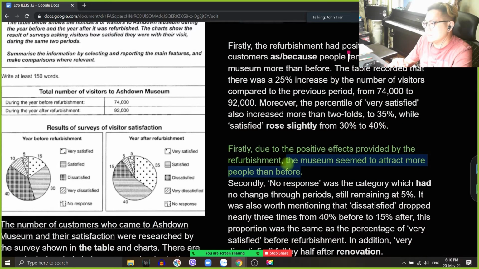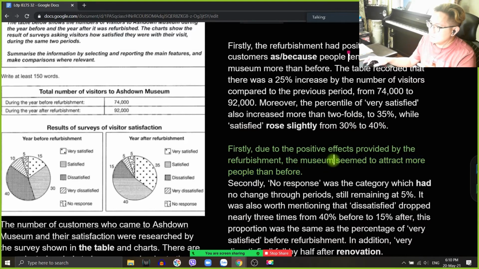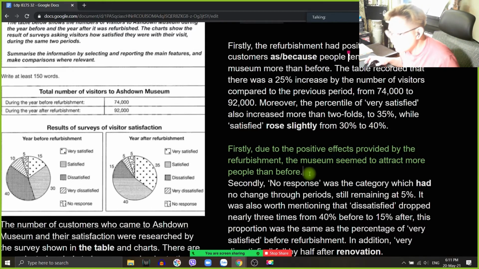Thay vì ghi là con người có xu hướng thăm bảo tàng nhiều hơn trước, thì có thể ghi là cái bảo tàng dường như hấp dẫn nhiều người hơn trước. Giống như một dạng nhân cách hóa hơn ấy. Cái bảo tàng có xu hướng attract. It's like you're trying to make it sound more artistic. Of course, the museum, it's something that is passive. It doesn't attract, right? But here, it sounds more stylish if you say the museum seemed to attract. Nó giống một dạng nhân cách hóa đó.